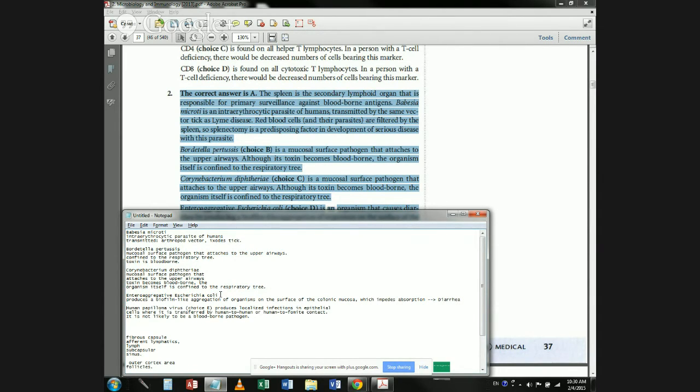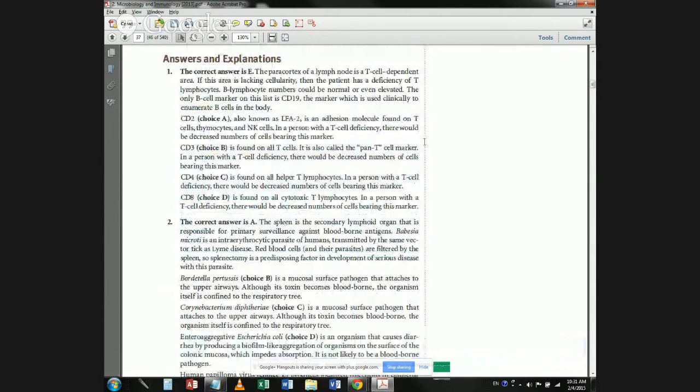Then you have the human papillomavirus, choice E, which produces localized infections in epithelial cells, where it is transferred by human to human contact, or human to fomite contact. That's not nice. It is not likely to be a bloodborne antigen either. We will add those to our micronotes eventually. All right, let's go up to the next question.